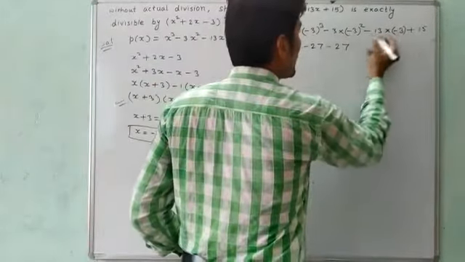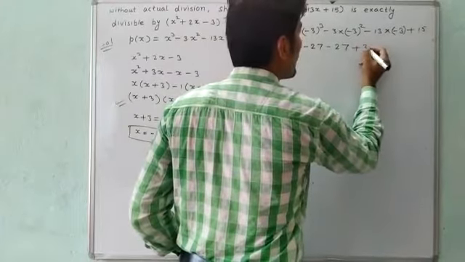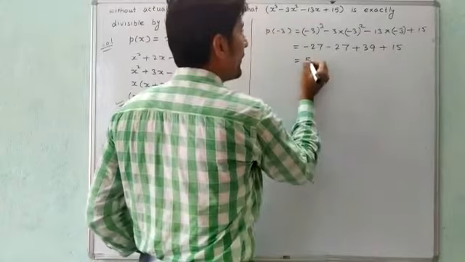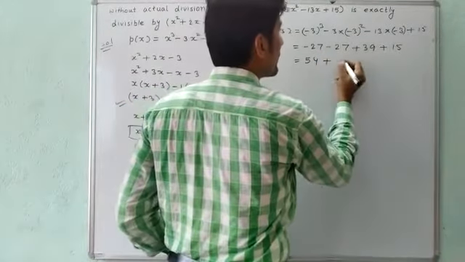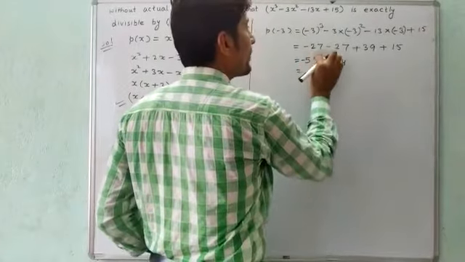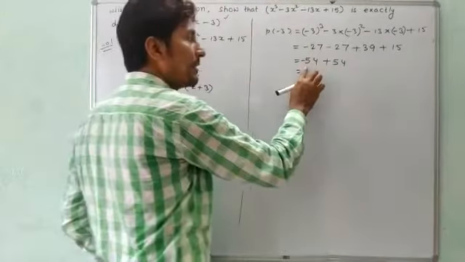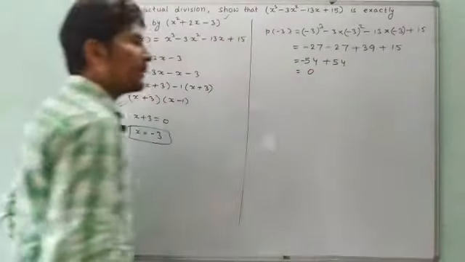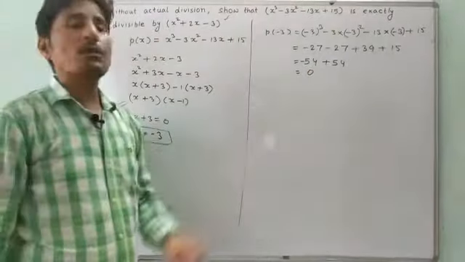Now minus 13 into minus 3 gives plus 39, plus 15, which is 54. Minus 27 and minus 27 will be equal to minus 54. Minus 54 plus 54 equals 0. In the first case, we are getting 0 as a remainder.